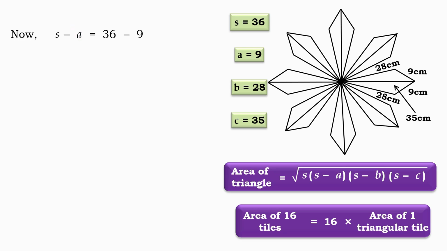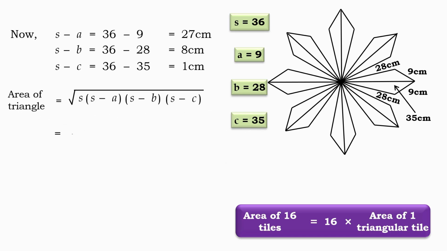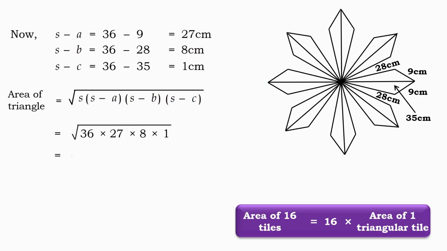So S minus A is 36 minus 9, 27. S minus B is equal to 8 centimeter and S minus C is equal to 1 centimeter. Now put all these values, 36 into 27 into 8 into 1. Now do the factorization. 36 we can write as 9 into 4, 27 as 9 into 3, 8 as 4 into 2.